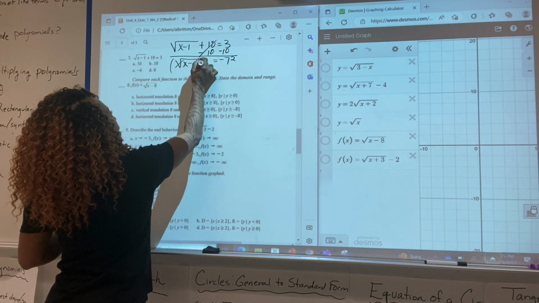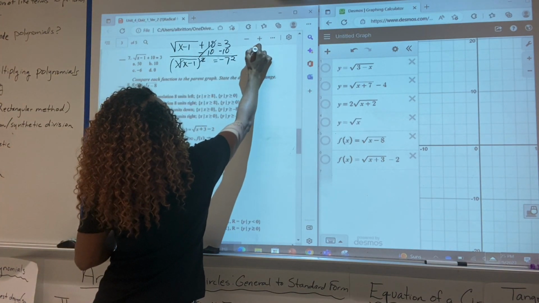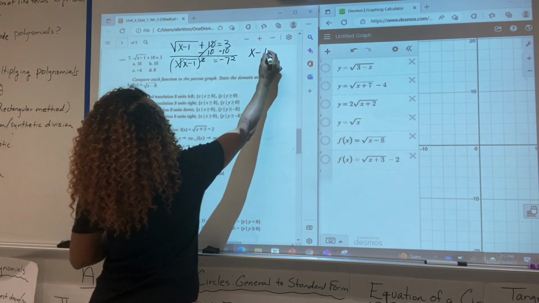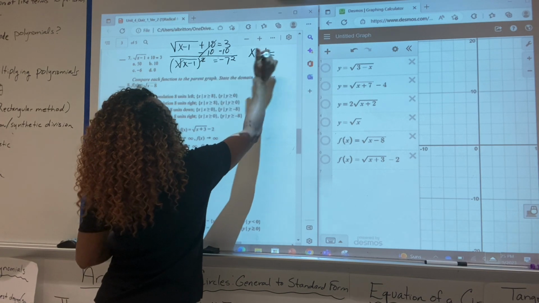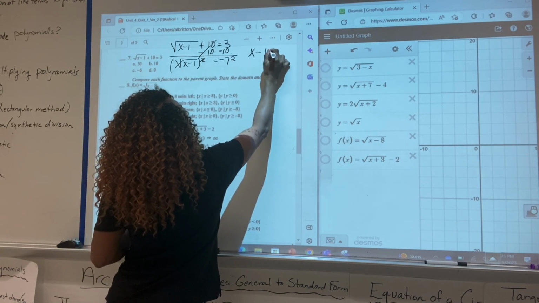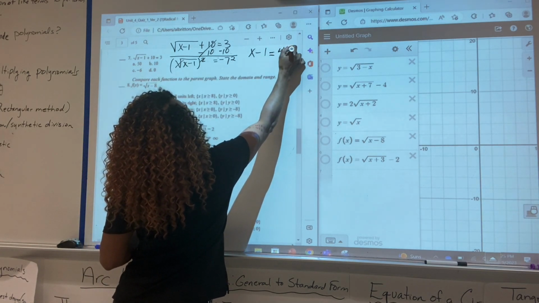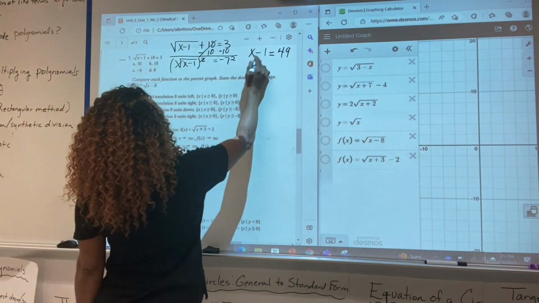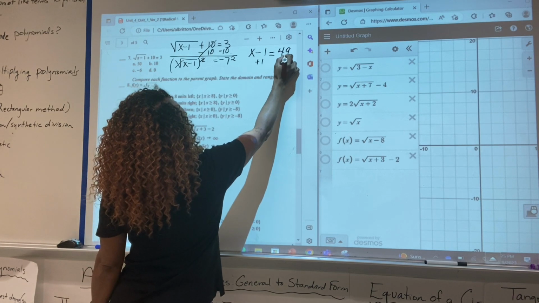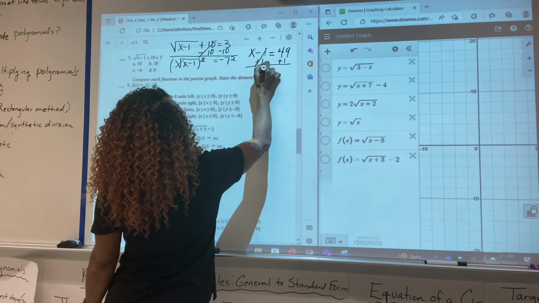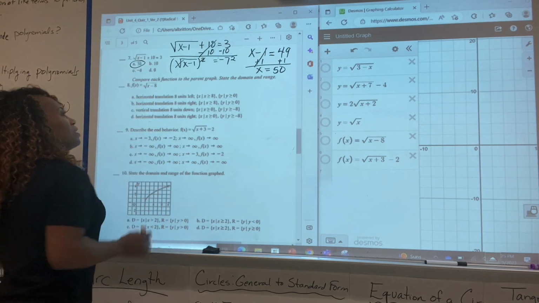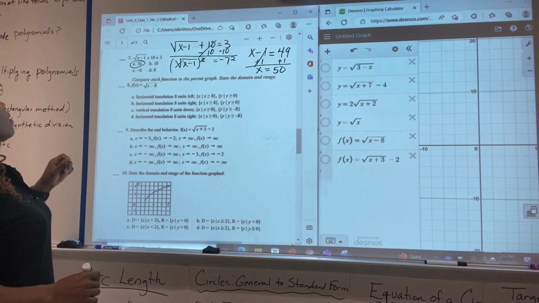This cancels that. So I'm left with x minus 1, which is the radicand that was underneath the radical sign, equals negative 7 squared, which is 49, because a negative times a negative is a positive. And now I add 1 to both sides. So x is equal to 50. All right, good. Okay, and number 8.